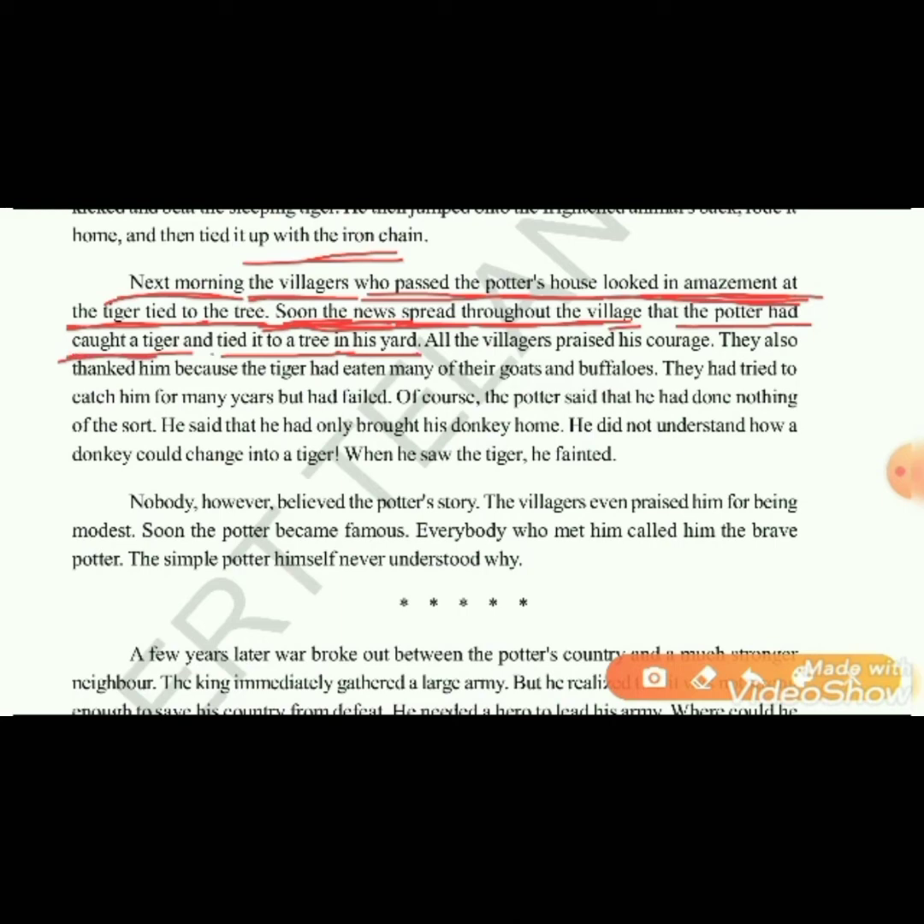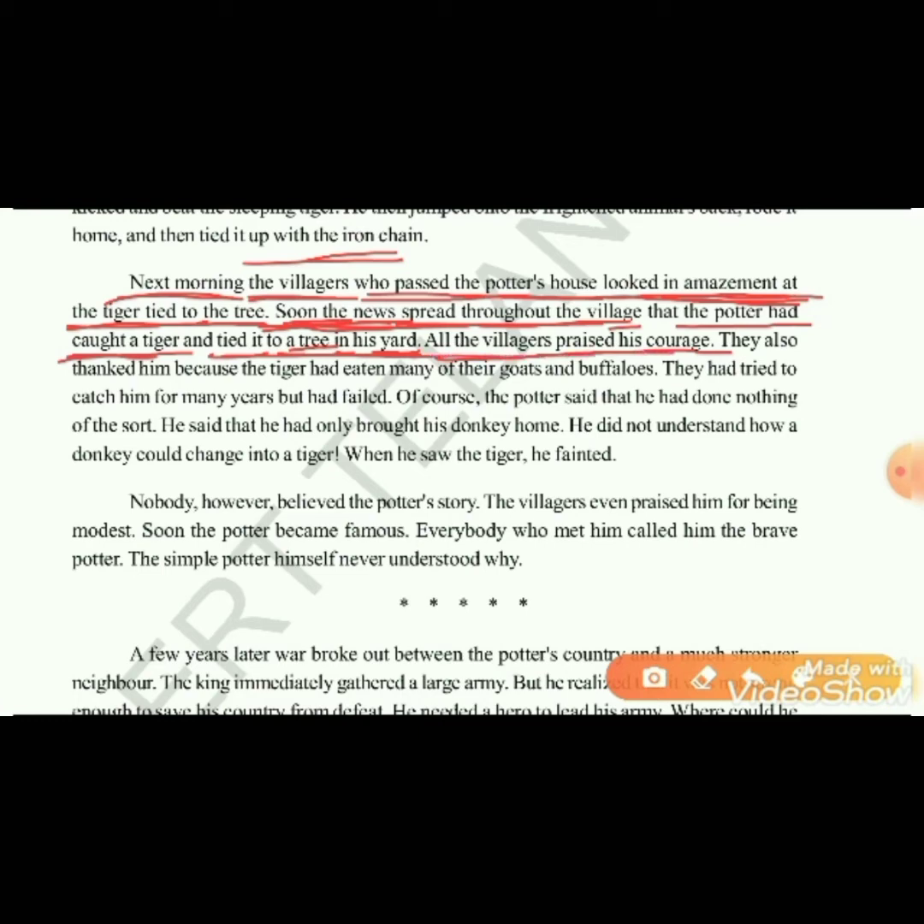Criticized. Courage, opposite, discourage. They also thanked him because the tiger had eaten many of their goats and buffaloes. Why are the villagers very happy to see the tiger caught? Yes. Why were they happy? Because the dangerous tiger killed and ate up their buffaloes and goats.